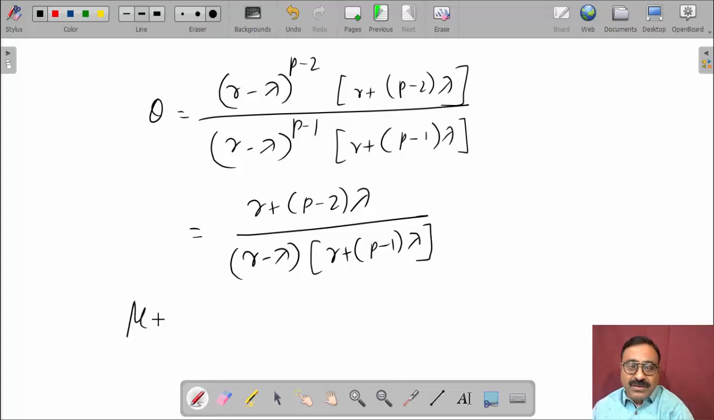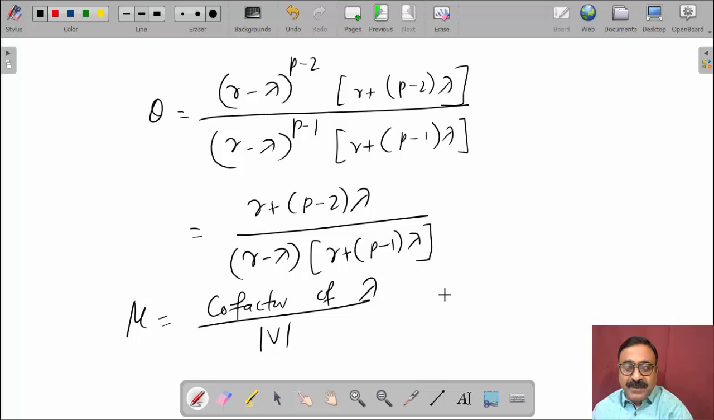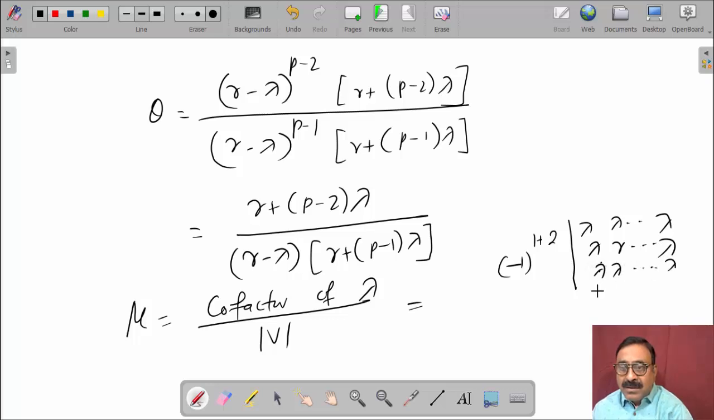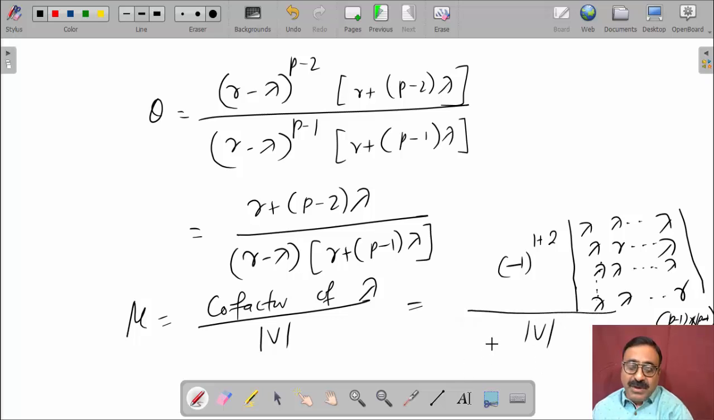Now mu equals the cofactor of lambda divided by the determinant of V. So that will be equal to minus 1 to the power 1 plus 2 times the determinant of the matrix with lambda in the first column, and R on the diagonal and lambda elsewhere. This is a P minus 1 by P minus 1 matrix, divided by the determinant of V.